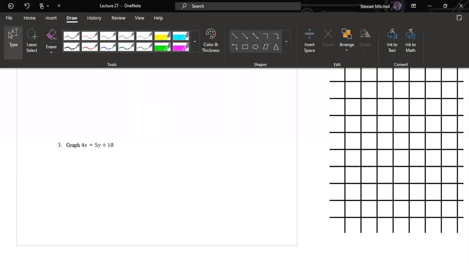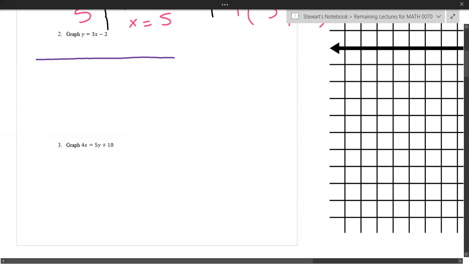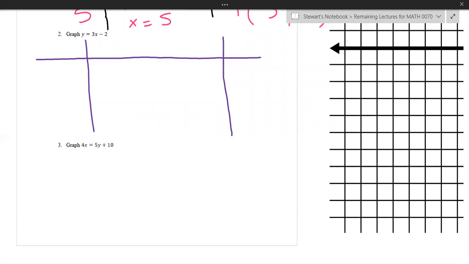So now we'll make another table of values. Make it purple this time. So we have x values, we have y values, and we have y equals 3x minus 2. Since y doesn't have any coefficient in front of it now, we'll start with x values. We can pick the same, I don't know, 0. I'm just going to pick 0, 1, 2, just for ease.